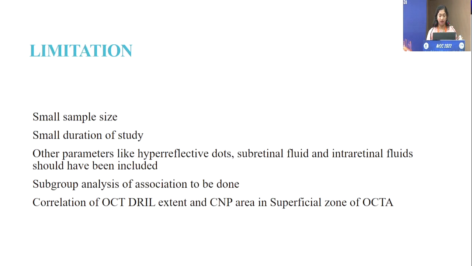Limitations are a small sample size and small duration of study. Other parameters like hyperreflective dots, SRF and intraretinal fluids should have been included, subgroup analysis of association needs to be done, and correlation of OCT DRIL extent and CNP areas seen in the OCT could have been done.